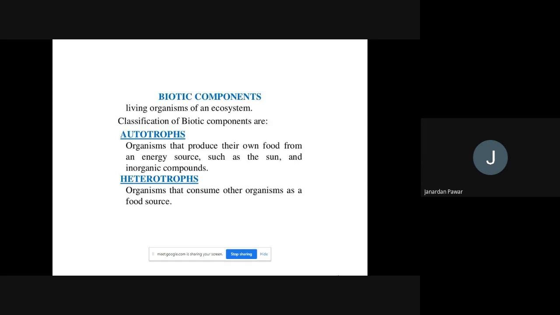Autotrophs are organisms that produce their own food from an energy source such as the sun and inorganic compounds. They create their own food. And heterotrophs are organisms that consume other organisms as food.